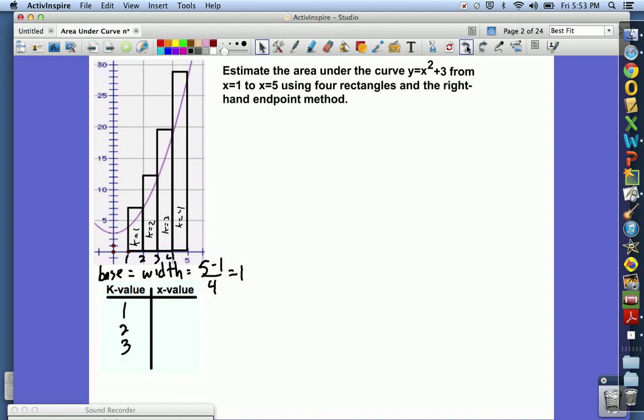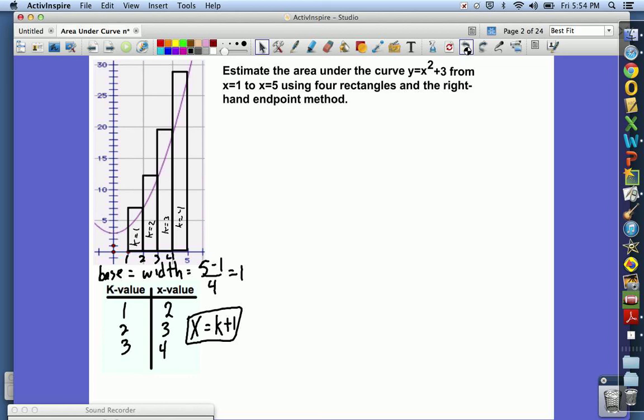So we can now fill in the chart for the x values, 2, 3, and 4 for the first rectangle, second rectangle, and third rectangle accordingly. Now that's going to allow us to make an equation to convert from x to k values. Looking at the chart, anytime you have a k value, you increase it by 1 to get the x value. So we can write the equation x equals k plus 1.